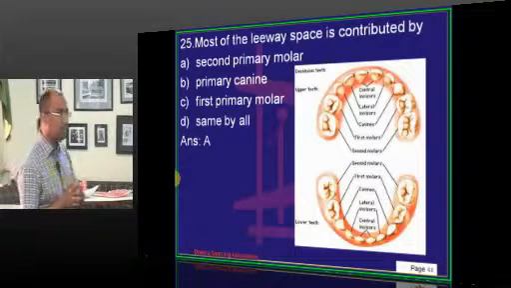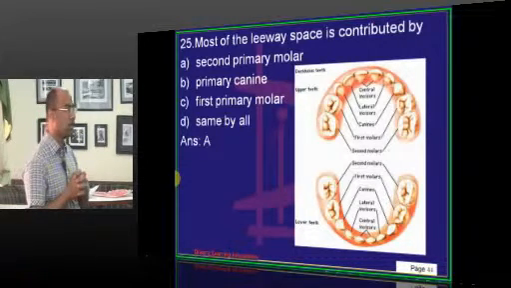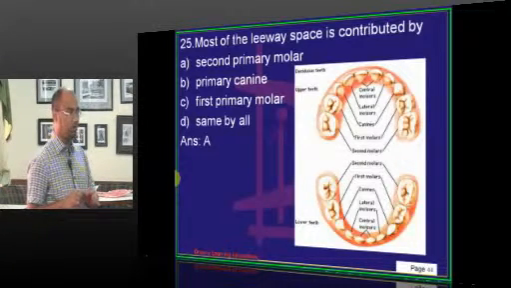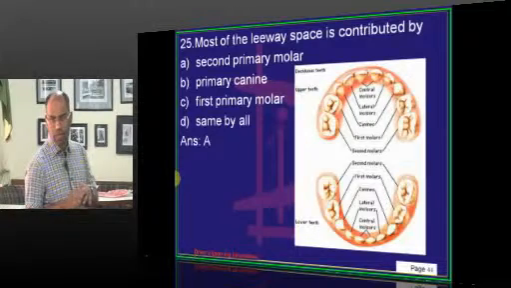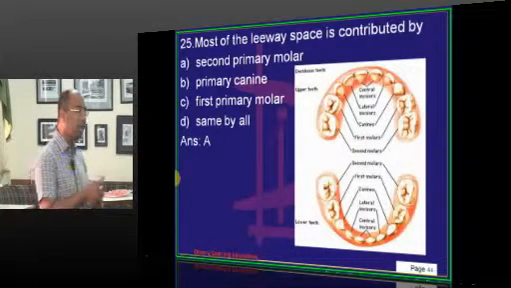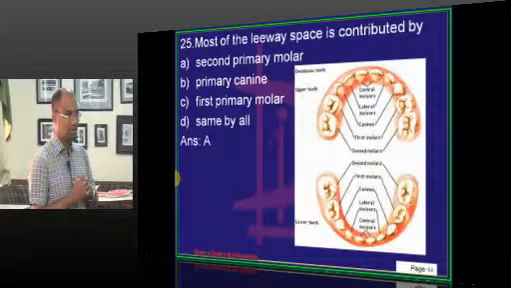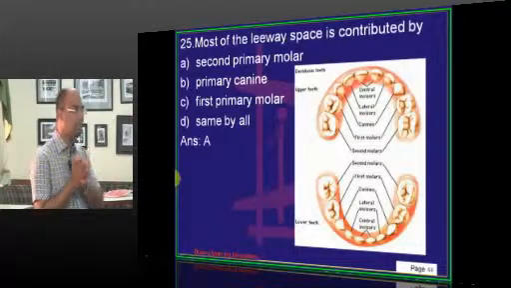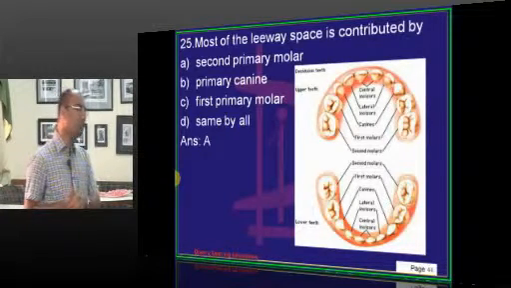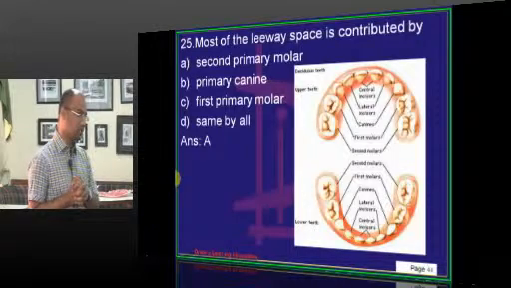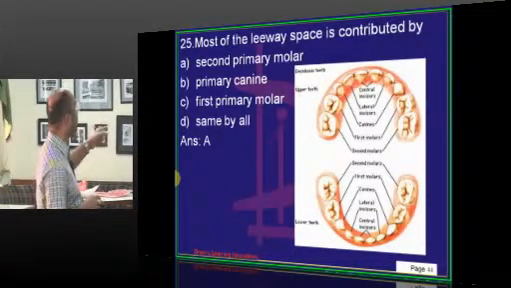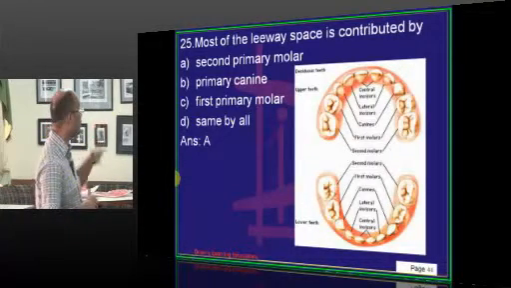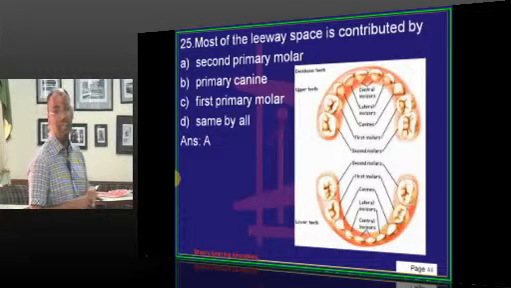Leeway space of Nance is the difference of the mesiodistal width between the primary canine and the primary molars to the permanent canine and premolars. And we know that the premolars are less in mesiodistal width when compared to the corresponding primary molars. So which among the teeth, that is either your primary C, D or E, is contributing more to the leeway space? It is E.